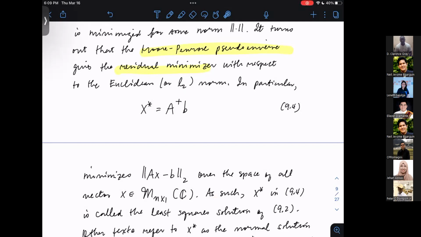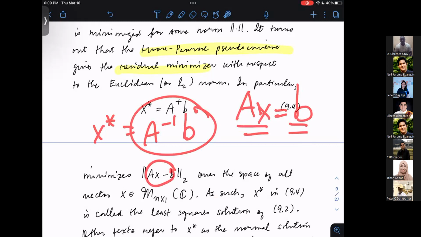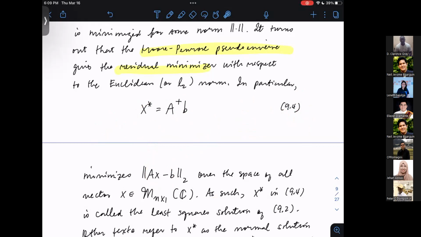Because if A inverse exists, then x star will be A inverse b, but that means A x will be exactly equal to b, right? Because this is the unique solution. But when A x is equal to b, then A x minus b is the zero vector, and the size of the zero vector is equal to 0. And that's the minimum possible value that we can get. So indeed, everything now seems to be a perfect generalization of solving under or over determined systems.